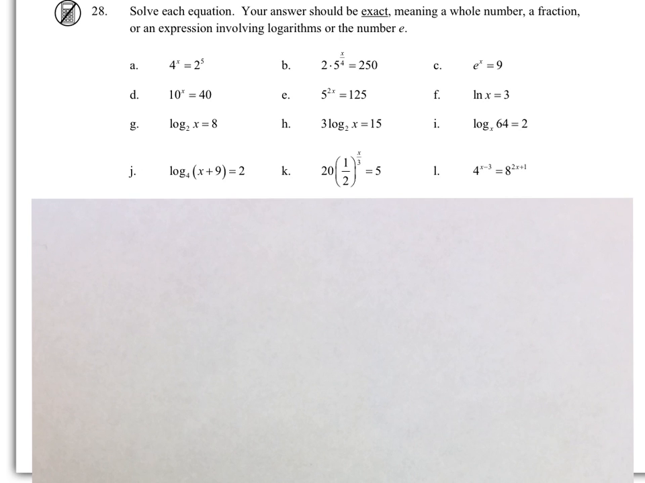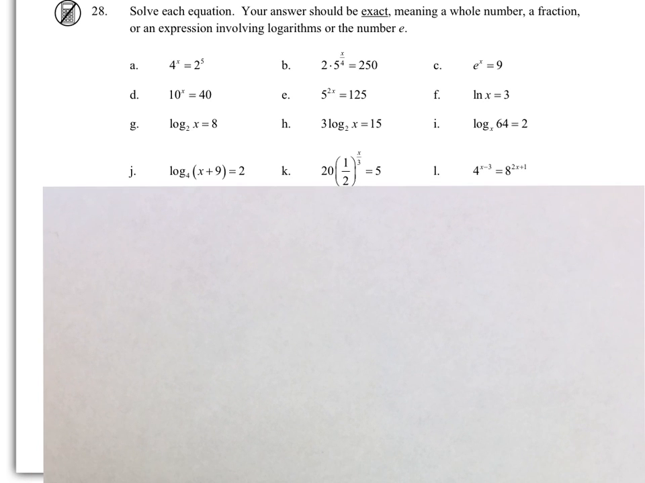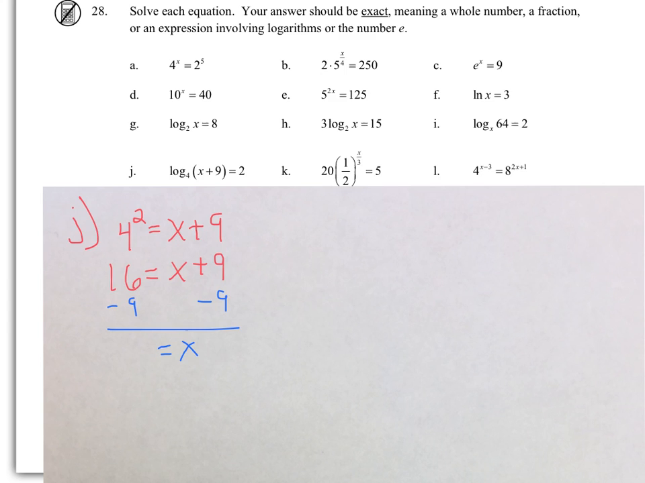And now for J, we're going to change that to exponential form. Subtract the 9. So we get that 7 is x.